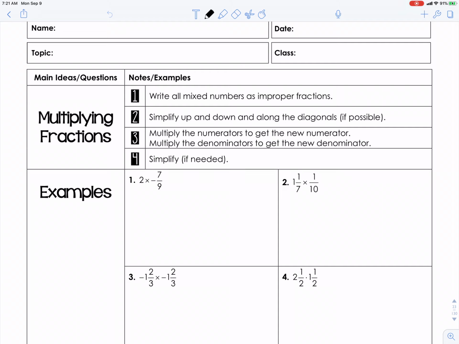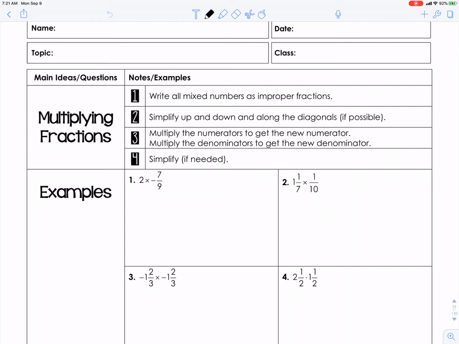And even if you can't do that or get confused, don't worry. It's not going to cause the problem to be wrong if you don't do it, but you may have to reduce later on when you get your answer. Then you multiply the numerators to get the new numerator. Then you multiply the denominators to get the new denominator. So in this case, the denominators do not stay the same. You actually multiply them. Then number 4, simplify again if needed, which means reducing the fraction if possible.